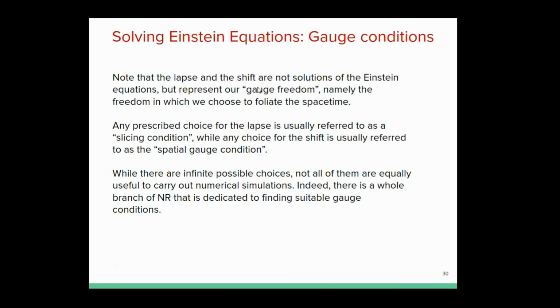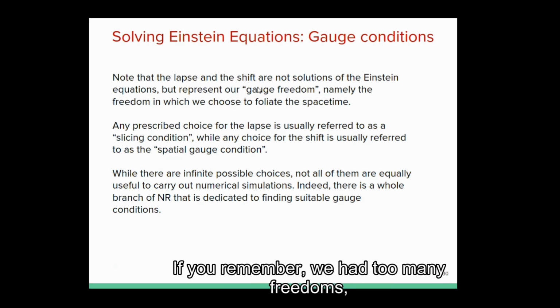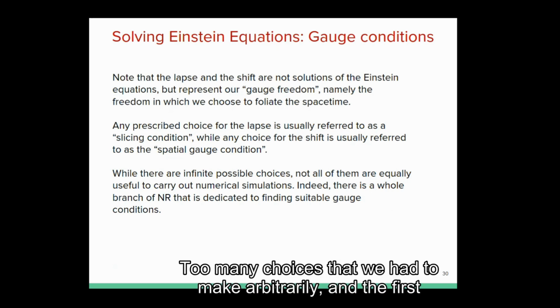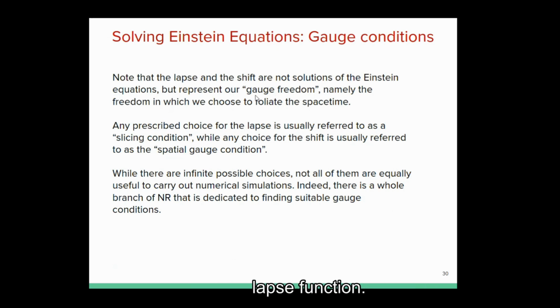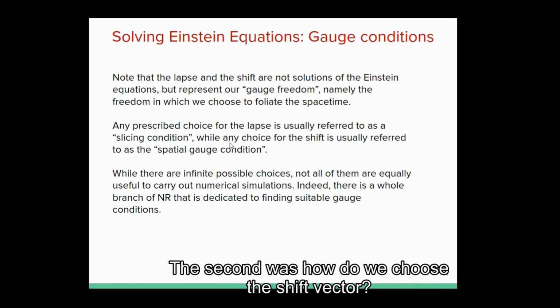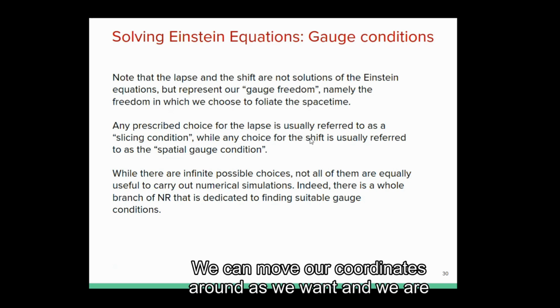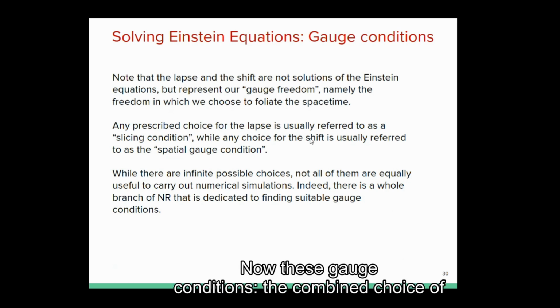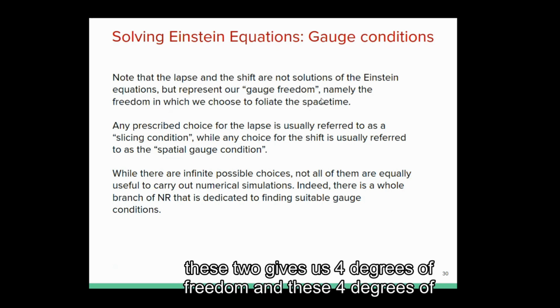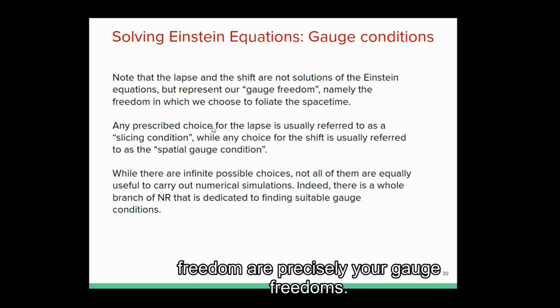Now, the story is not yet complete. If you remember, we had too many choices that we had to make arbitrarily. The first one, of course, was choosing the time direction, or choosing the lapse function. The second was how do we choose this shift vector? We can move our coordinates around as we want, and we are free to do so in Einstein's theory. Now, the combined choice of these two gives us 4 degrees of freedom, and these 4 degrees of freedom are precisely your gauge.